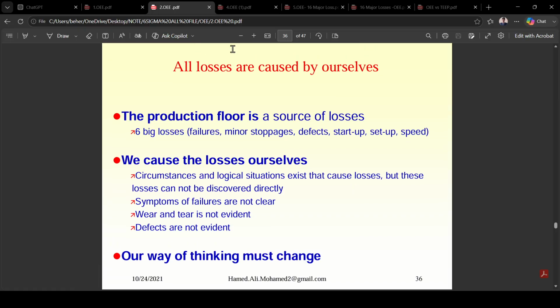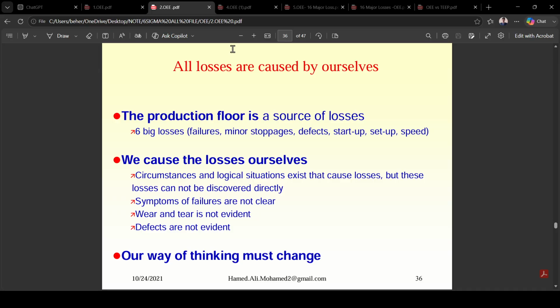Then all losses are caused by ourselves. The production floor is the source of losses. So, the six big losses: failure, minor stoppage, defect, startup, setup, speed. We can cause the losses ourselves. Circumstances and logical situations exist that cause losses, but these losses cannot be discovered directly.